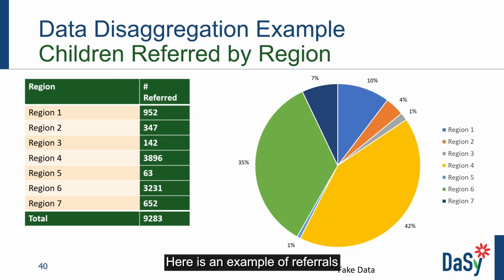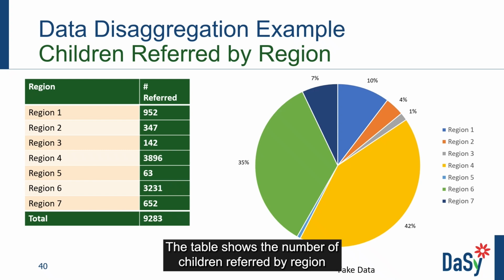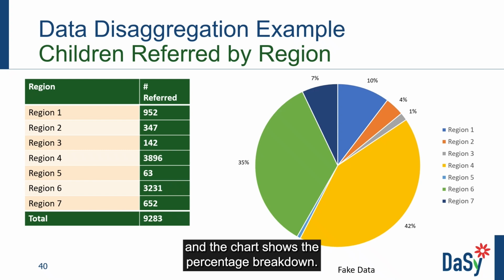Here is an example of referrals disaggregated by one variable, region. The table shows the number of children referred by region, and the chart shows the percentage breakdown.